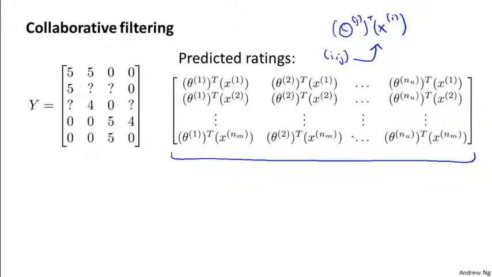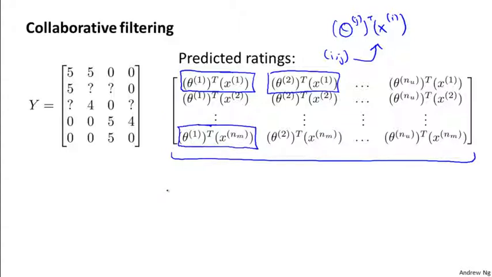And so this is a matrix where the first element, the 1 1 element, is the predicted rating of user 1 on movie 1, and this element, the 1 2 element, is the predicted rating of user 2 on movie 1, and so on. And this is the predicted rating of user 1 on the last movie. And if you want, this rating is what we would have predicted for this value, and this rating is what we would have predicted for that value, and so on.